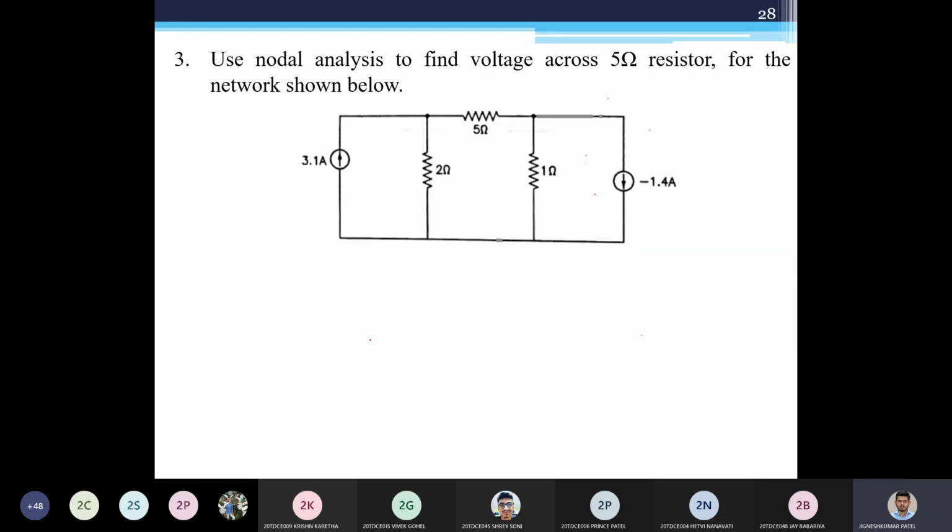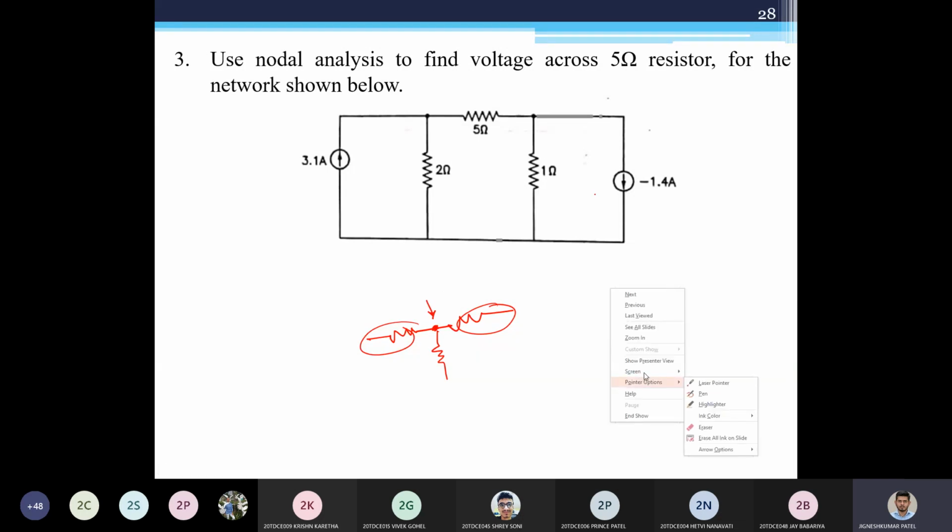Suppose you have a resistor like this, and you have one more resistor like this. If I discuss this node, I cannot consider this as a node. Why? Because there are only two branches. But if I add one more branch, I can consider this as a node. So a node is a place where more than two branches are connected, more than two.